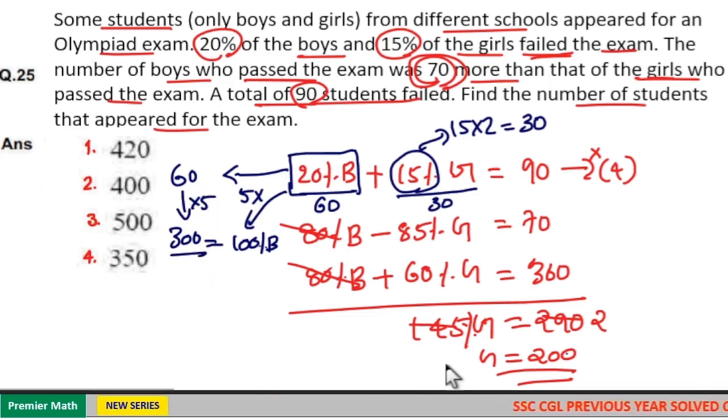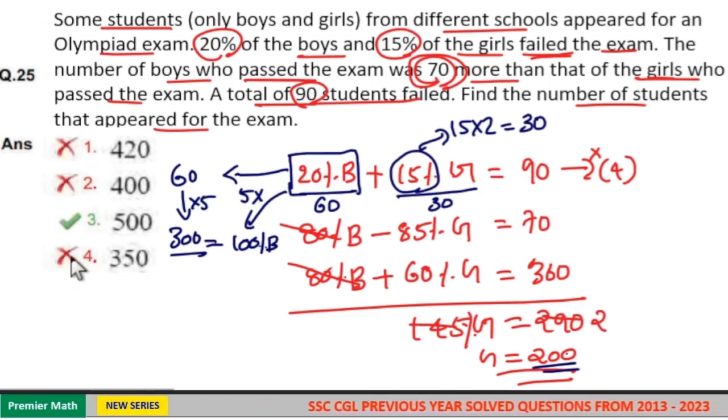So 300 plus 200 is 500. Option 3 is your answer. That is, total number of students is 500.